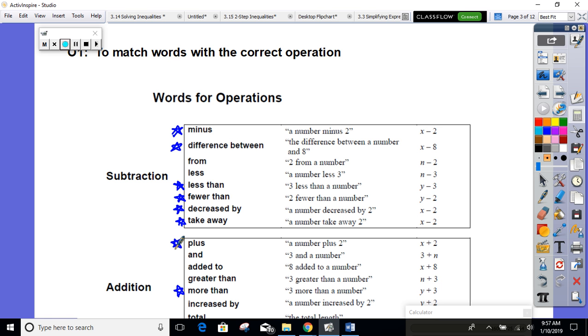Okay, sometimes we say 1 and a half. That really means 1 plus a half when we have a mixed number. So don't star that one, but you'll see that sometimes. Added to, obviously, is addition. Greater than can be addition. If you say 3 greater than a number, we would do n plus 3. If something is increased by, so if a number is increased by 2, you're going to add 2 to that number. Finding the total is usually addition.